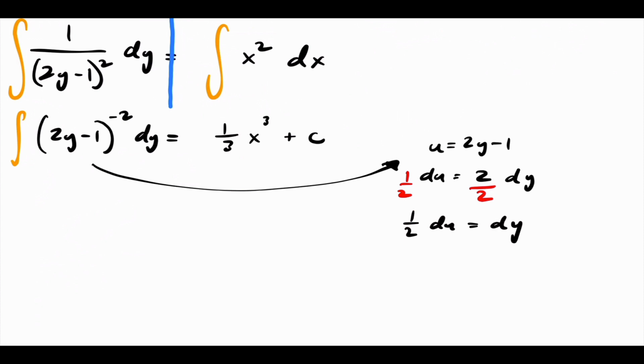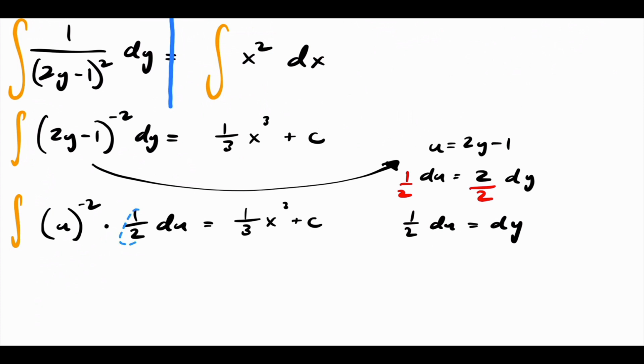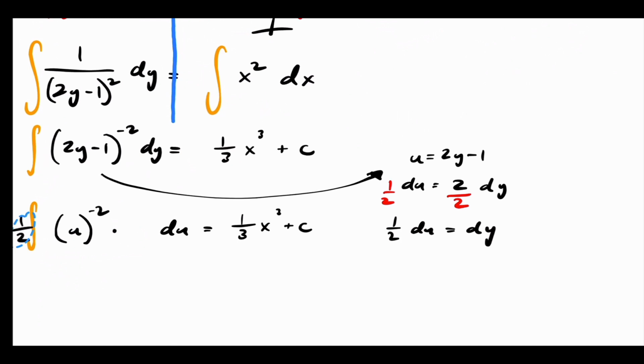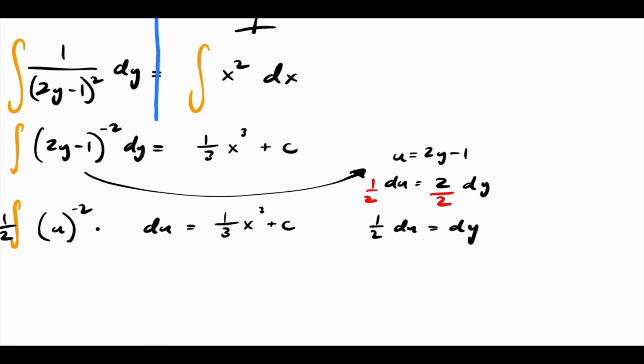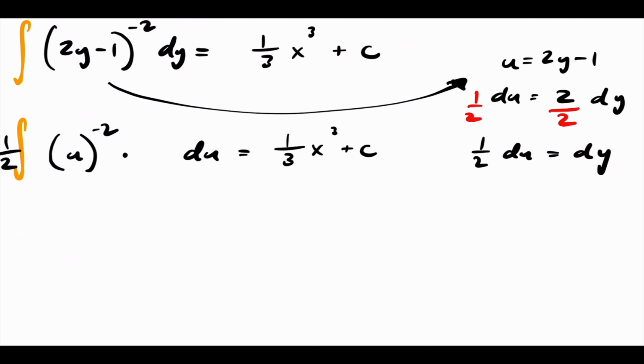Okay, so I haven't done the antiderivative yet of this side. So it's going to be u to the negative 2 times 1/2 du. And the other side's already done. Okay, I can move the 1/2 to the front, just like I did last chapter. Now I can do the power rule. So I get 1/2 u to the negative 1.